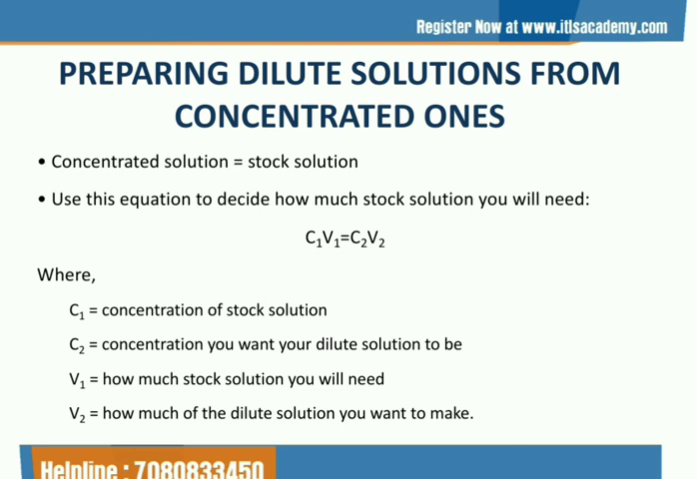Preparing dilute solutions from concentrated ones. The concentrated solution will be the stock solution. Use this equation to decide how much stock solution you will need. The equation is C1V1 equals C2V2, where C1 is the concentration of the stock solution, C2 is the concentration you want your dilute solution to be, V1 will be the volume of stock solution you will need, and V2 will be the volume of the dilute solution you want to make.